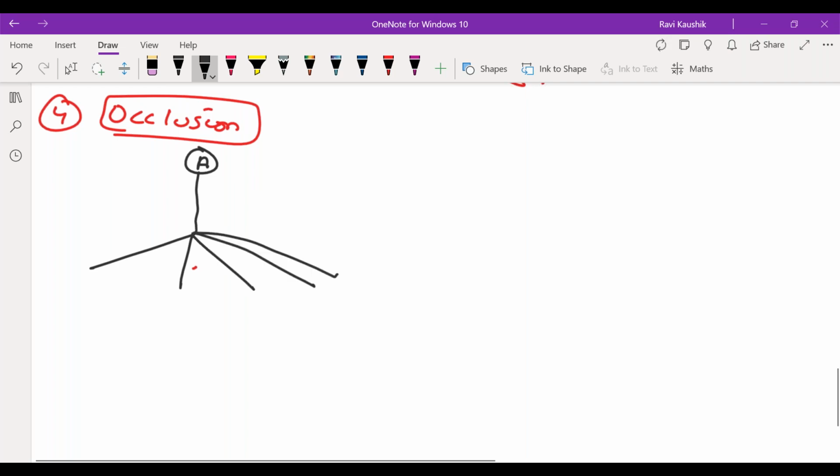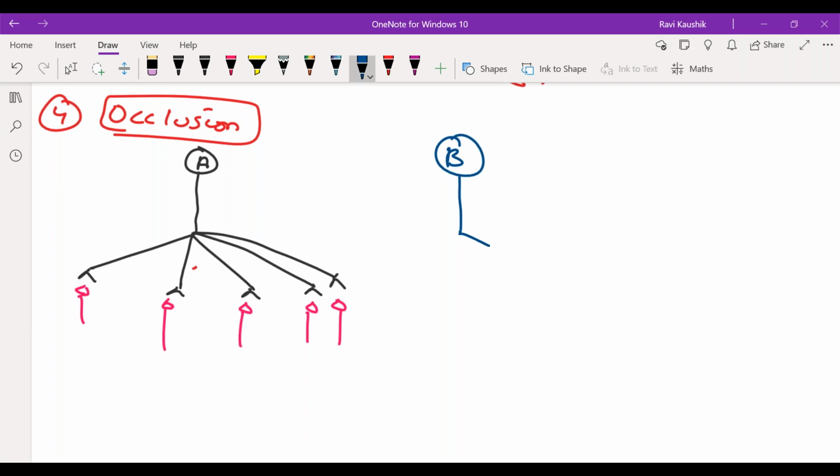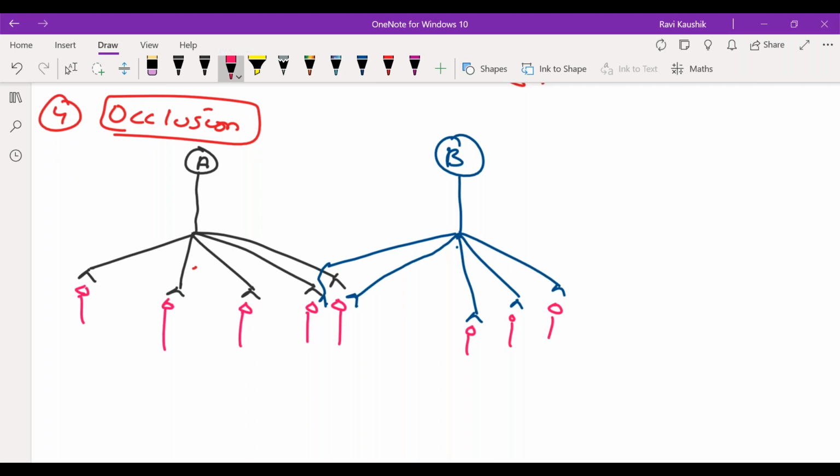And they are now synapsed with 5 different neurons, right? Now just take an example. This is neuron B, which also is giving different branches, 3, 4, and 5. So somewhat like this. Got it? So just try to understand this now. Now, what is happening?